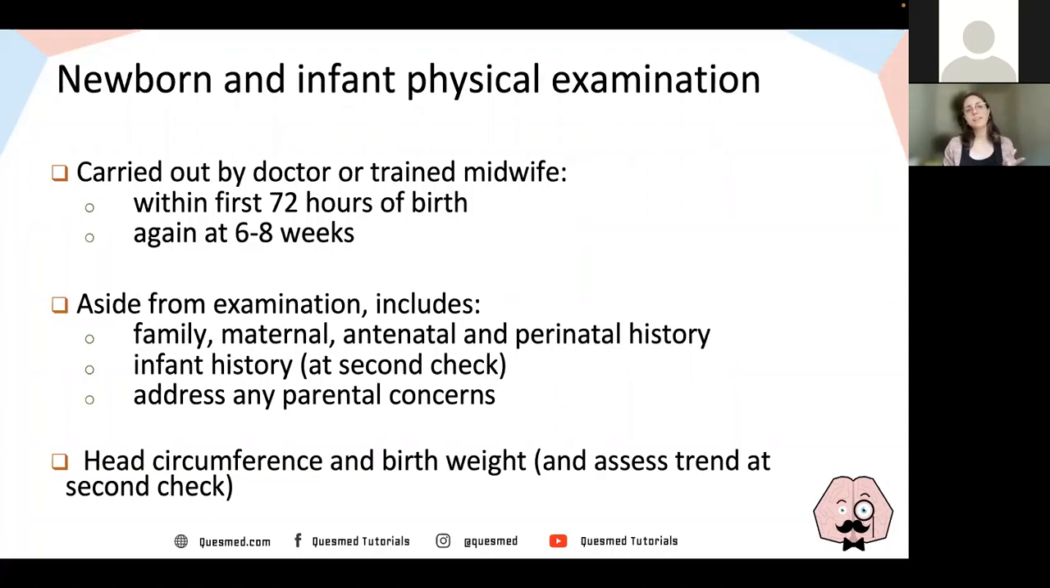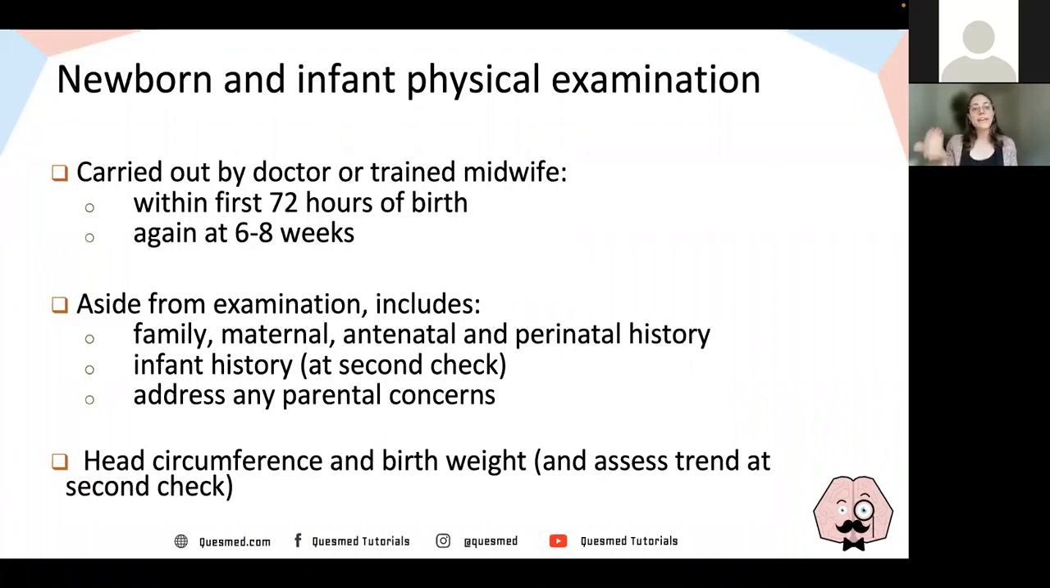So the first check is done within the first 72 hours from birth, and it's usually done either by a doctor, if you're a peds SHO, you'll be doing a lot of these, or a trained midwife, depending on the size of the centre. And this same check is repeated at 6 to 8 weeks, usually by the GP, or sometimes health visitors do that.